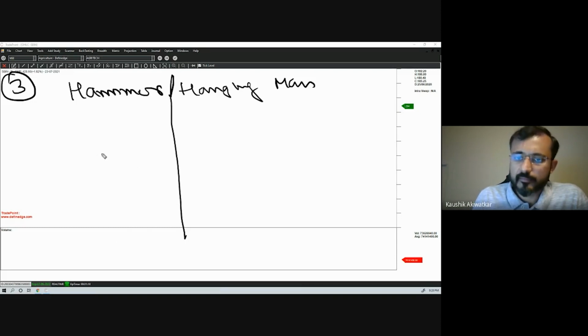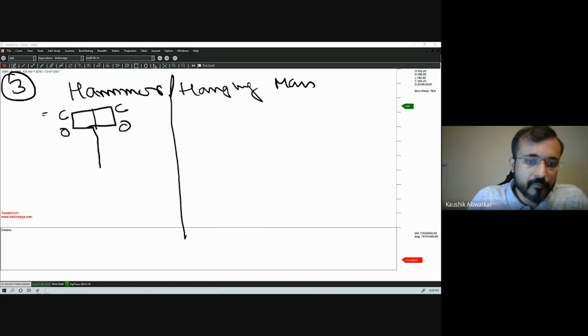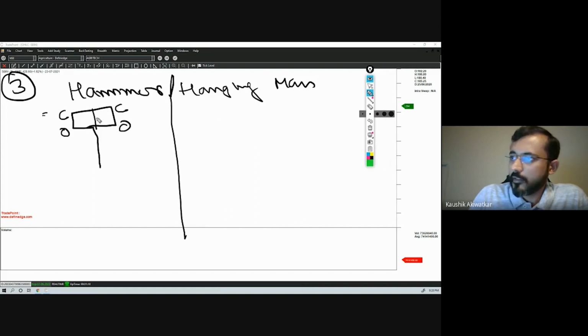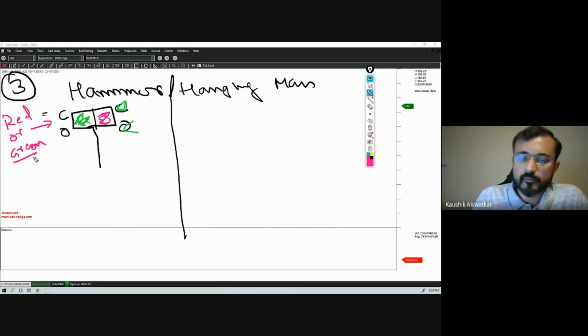Has everybody seen a hammer? Right. Hammer is something like this. This is the open price. This is the closing price. Or it can be vice versa. It can be open or close like this, or close or open. If open and close is like this, you might get a green candle. And if open and close is like this, you will get a red candle. Right. So it is immaterial for us whether this is red or green. We only have to see the body here has to be small and the wick has to be big.